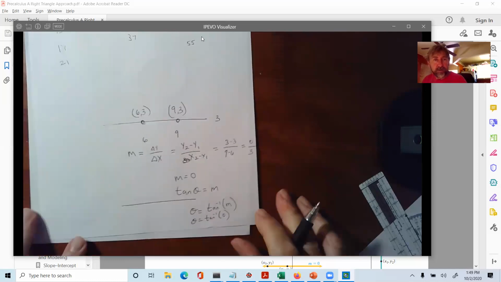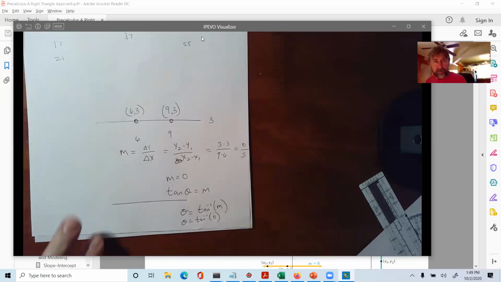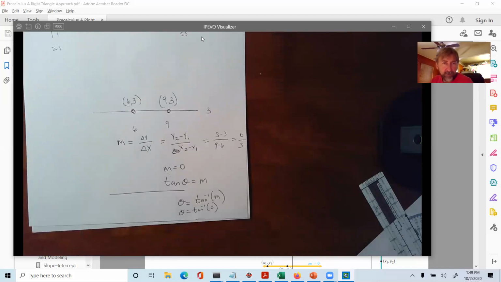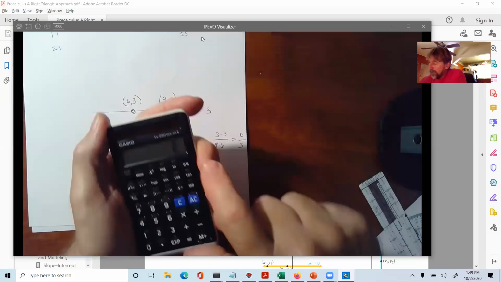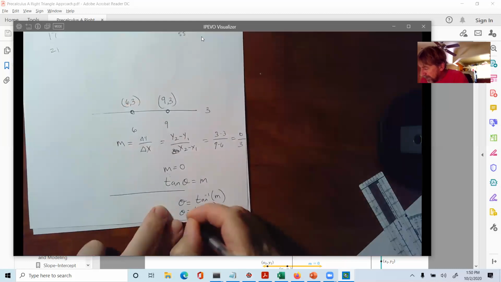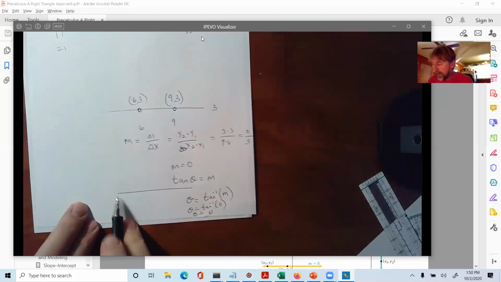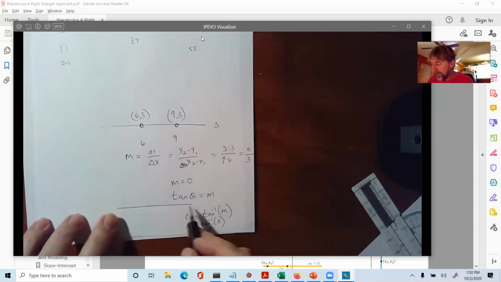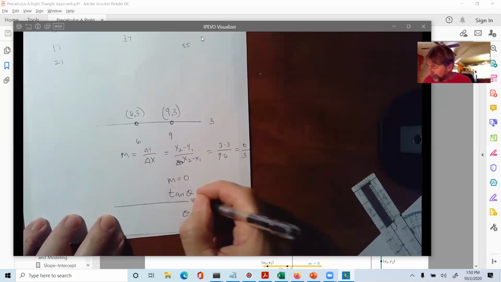And what do you get? So go to your calculator and figure out what is the inverse tangent of 0. Calculator or cell phone. 0, second function, or inverse, I'm sorry, or shift, tangent of that one. Inverse tangent of 0 is 0. So theta equals 0 degrees, right? This is our horizontal line, right? When we did our stuff with vectors, this is a line of 0 degrees, right?